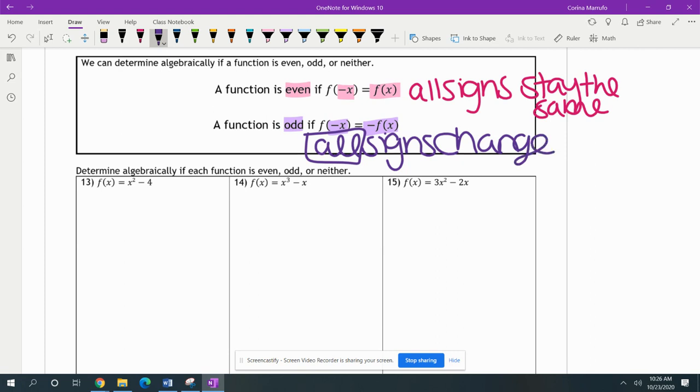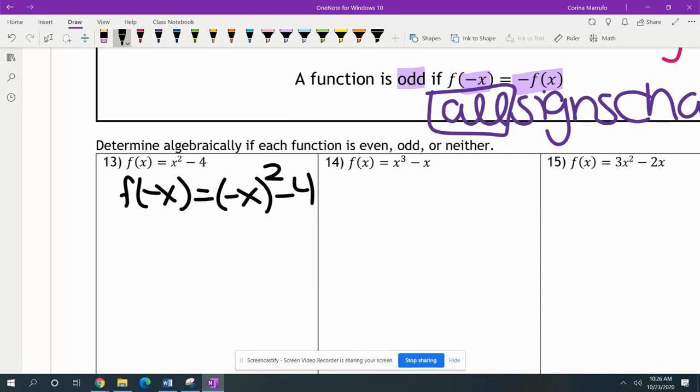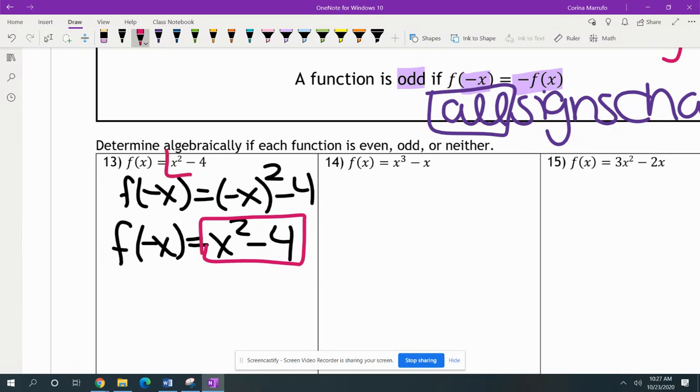So here we have f of x equals x squared minus 4. We're going to plug in a negative for the x. So we have f of negative x. Everywhere we see an x, we're going to plug in a negative. And then we simplify. Whenever you square a negative, a negative times a negative gives you a positive. So this ends up changing to x squared minus 4. All right, so we go ahead and take a look. Did we stay with the exact same function? x squared minus 4 and x squared minus 4. We did, so this is an even function.